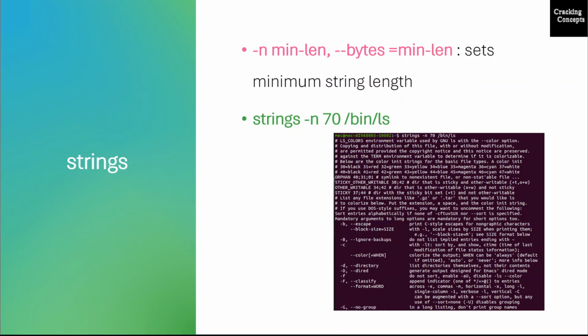Next option is -n min-length, or --bytes equal to the min length. This will set the minimum string length, which was default as 4. For example, if we need at least 70 characters long strings, we give strings -n 70 /bin/ls, which is given here. Now this output is the ls colors configuration with some of the color codes, the file type mappings, and some of the ls command options which are specified in it.